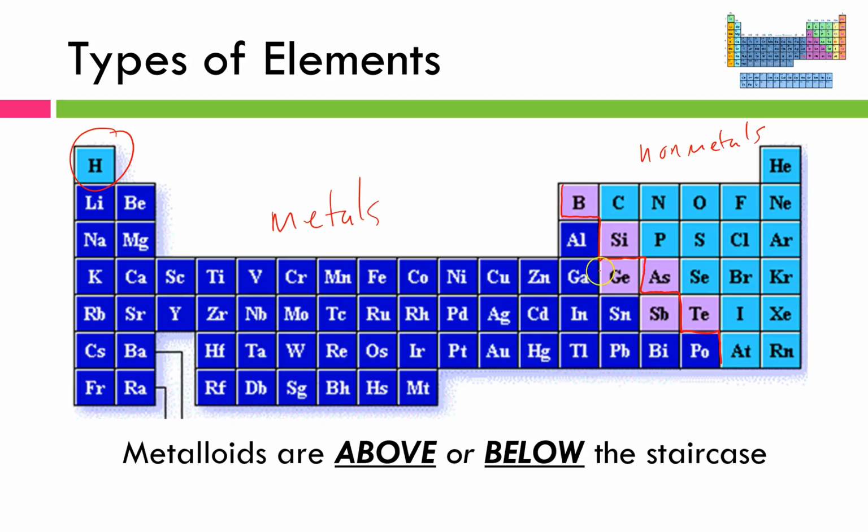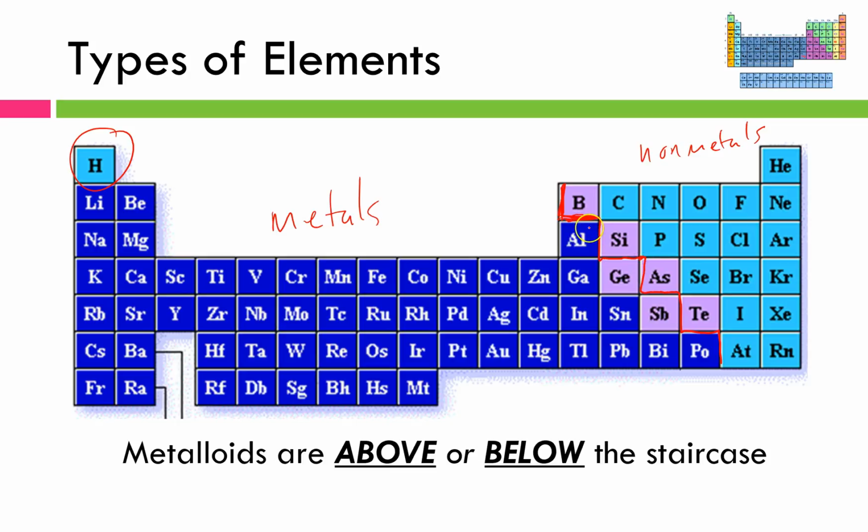These purplish color elements that sit directly above or below the staircase are what we call the metalloids. You also might hear them called the semimetals. In order to be counted as a metalloid, you have to have two sides of that element box in contact with the staircase. So I'm just kind of highlighting the left and bottom side of boron in contact with the staircase, where something like phosphorus is just touching on that corner. There's no way that's going to count.